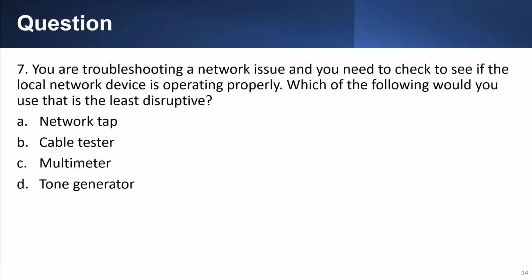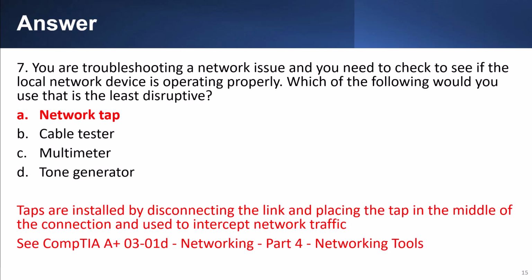Question 7. You're troubleshooting a network issue and you need to check to see if the local network device is operating properly. Which of the following would you use that is the least disruptive? Answer: network tap. Taps are installed by disconnecting the link and placing the tap in the middle of the connection and used to intercept network traffic.